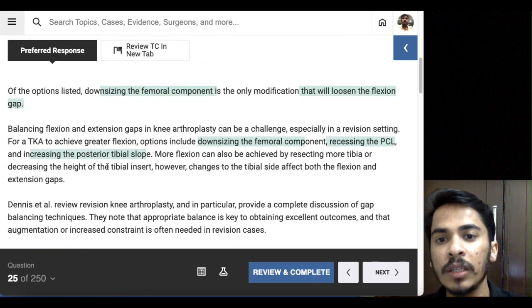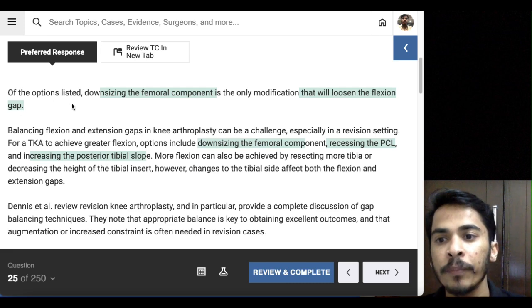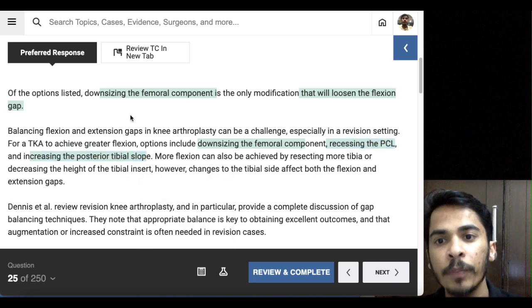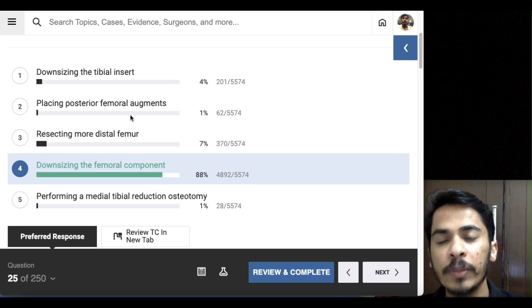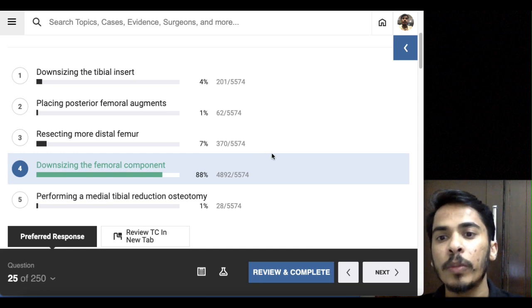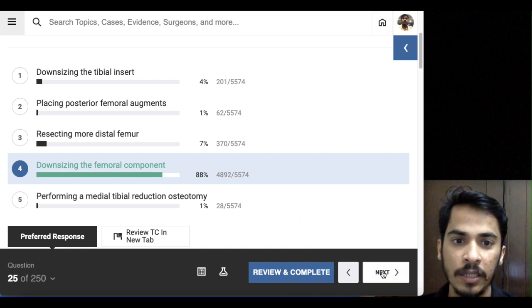There is an image that will come later. Of the options listed, downsizing the femoral component is the only modification that will loosen the flexion gap. Other things we can do are recessing the PCL and increasing the posterior tibial slope. So we have to understand that the distal femoral cut affects the extension gap, and the posterior femoral cut affects the flexion gap. The proximal tibial cut will affect both flexion and extension gap, and femoral component downsizing will cause increased flexion gap. We will discuss it later in the same video.